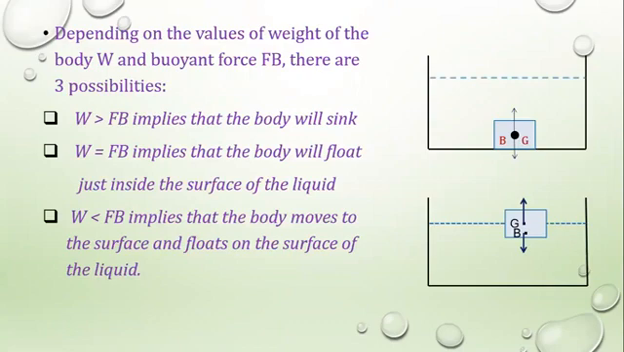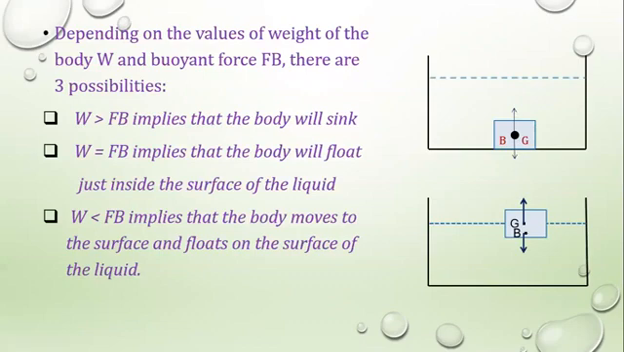The second case is W is equal to Fb. It implies that the body will float just inside the surface of water. When the body is somewhere here, totally inside the surface of water, in that case we consider W is equal to Fb. The weight of the body is equal to the buoyant force. The apparent weight of the body will be 0 in this case. And the density of such a body is equal to the density of the liquid. And in this case also, the center of buoyancy and center of gravity are at the same point. B stands for center of buoyancy here, and G stands for center of gravity.